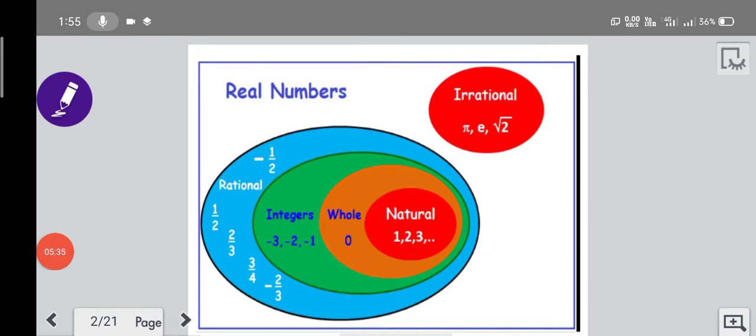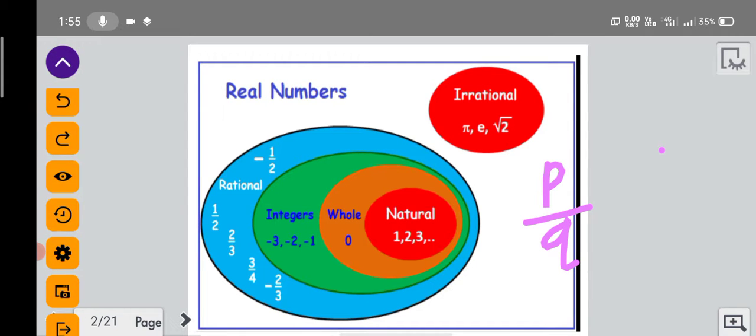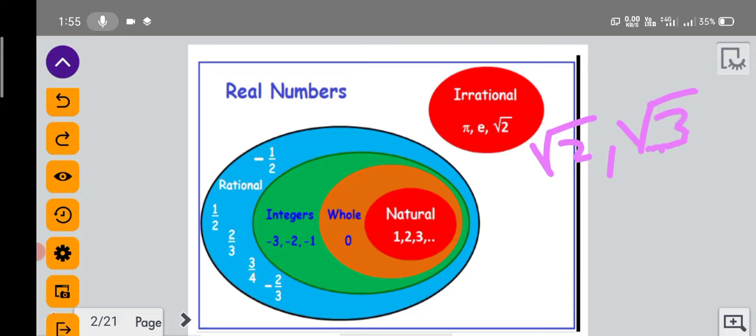Now children, there are other numbers which are different from rational numbers, that is square root of 2, square root of 3, or any other number which can be written in a form like that, root 5 or root 7. These numbers are called irrational numbers.